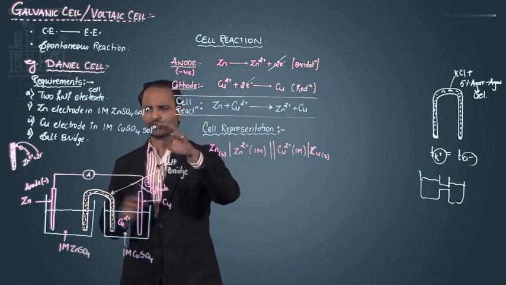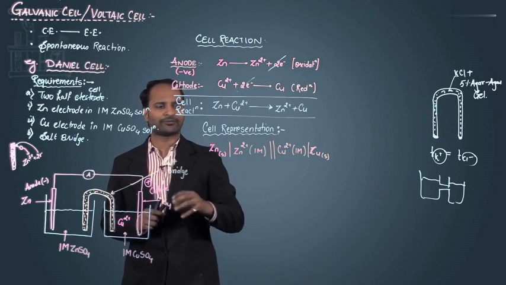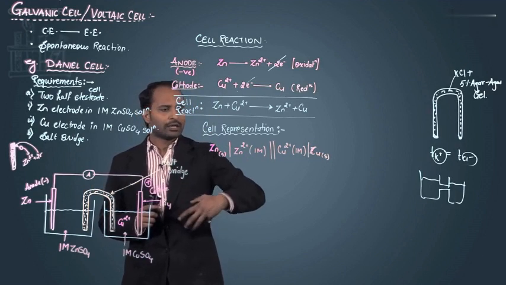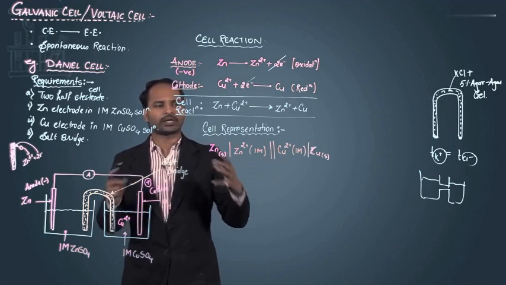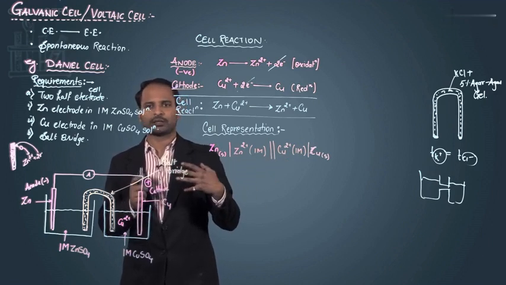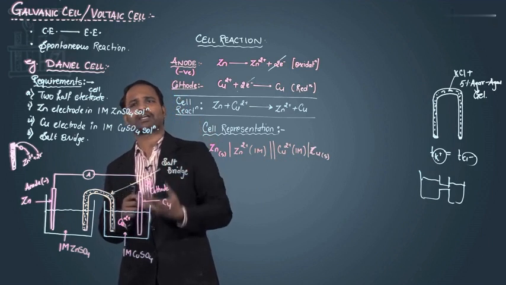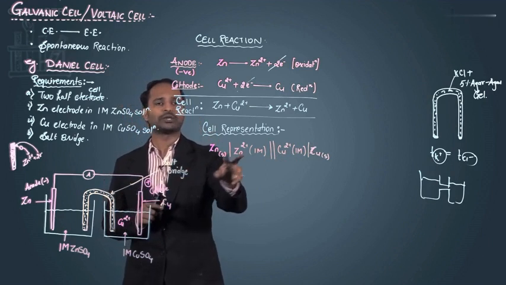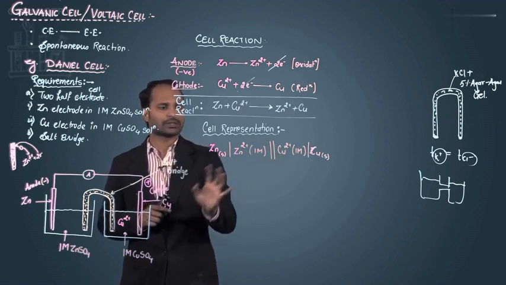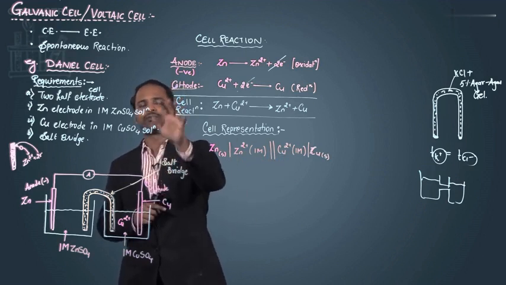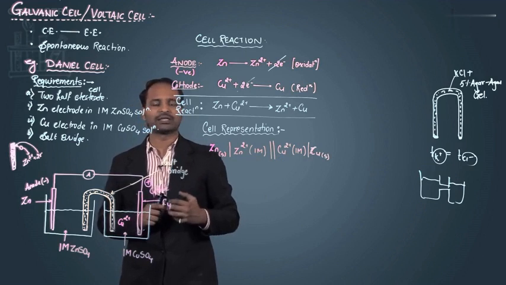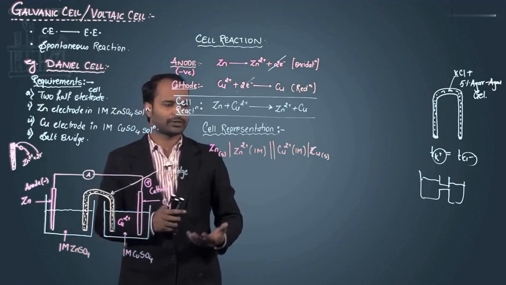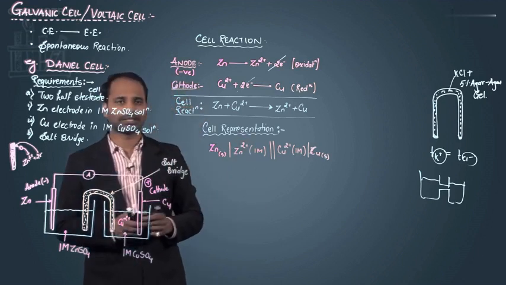Suppose I don't know anything about the Daniell cell, but if I know the rules for the cell representation, then on the basis of this line I can elaborate everything. I can explain everything about the Daniell cell, even if I don't know anything about it, just by looking at this cell representation. It explains everything we have learned about the Daniell cell till now. So this is the cell representation. How we write it, we will see afterward.